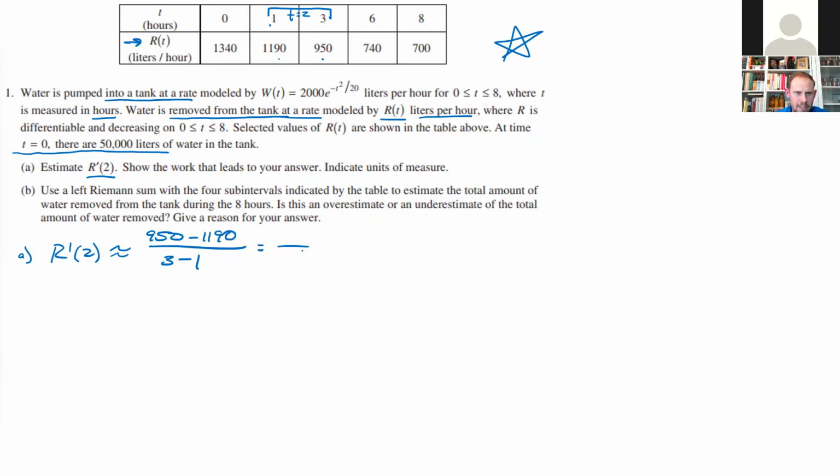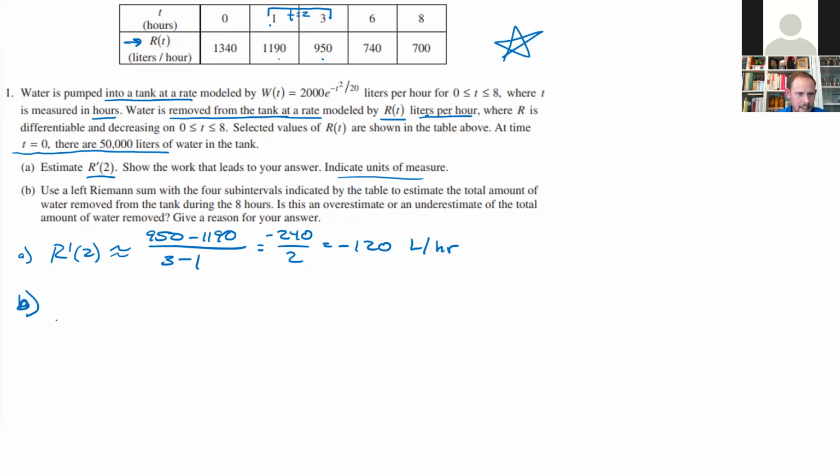I don't know what that works out to. That's some sort of negative number. Is that negative 240? And let's see, indicate units, so it's in liters per hour. Show your work. There's me showing my work. Indicate units. All right, so I think I got the numbers right there. I hope someone would let me know if I got the numbers wrong.